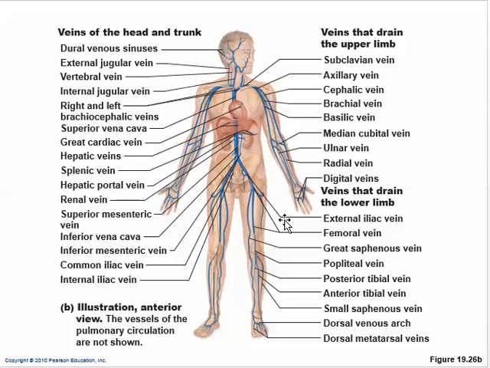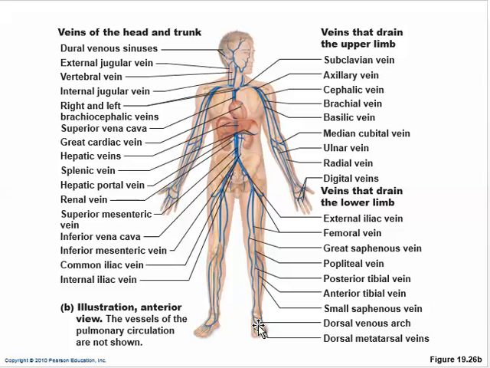We're going to see that there's a radial and ulnar vein that come together to form the brachial, which then becomes the axillary vein, which becomes a subclavian, which then comes into the brachiocephalic, which then goes into the superior vena cava. The names are pretty much the same. The superficial veins of the limbs have other names.